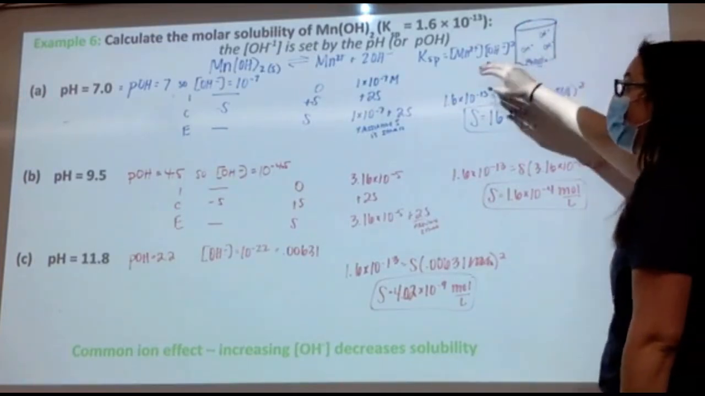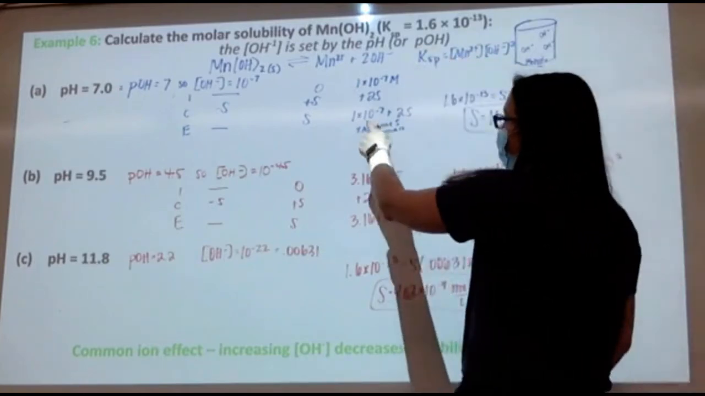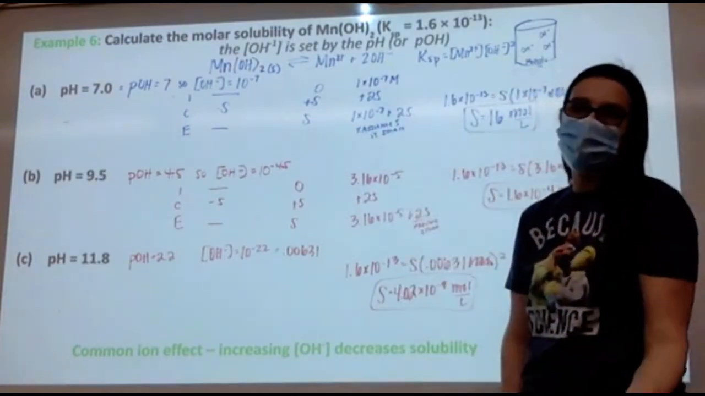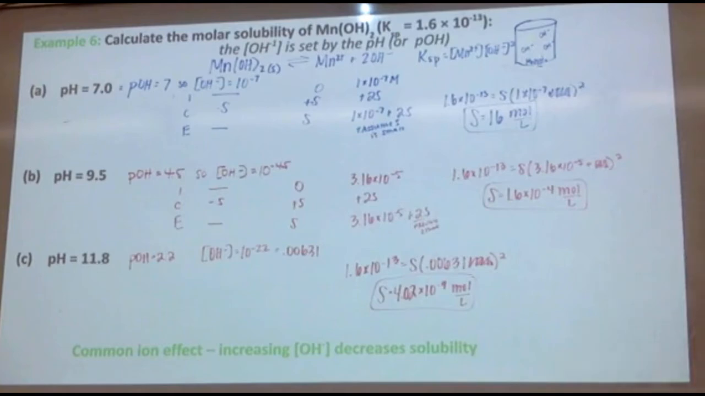Okay. Since it shared a common ion, we put it as the initial. If you did it as equilibrium, you would actually get the same thing because we neglect the S anyways. Right. So either way would actually be okay.